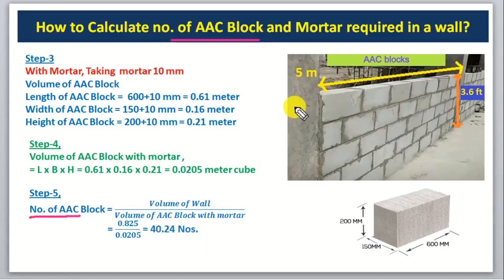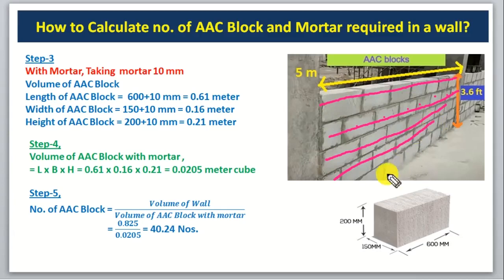Let us see practically. Here 1 2 3 4 5 6 7 8. Okay, so it's 8 number of blocks in one line. So 8 times 5: 8, 16, 24, 32, and 8 more, 40. So guys, we have exactly calculated the number of blocks.